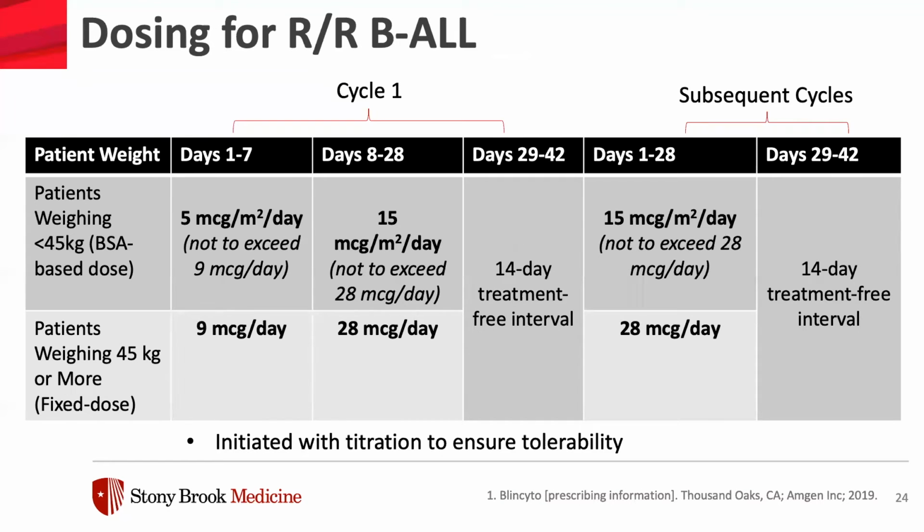And this is the dosing also for your reference for relapse or refractory B-ALL. Again, we have that weight-based dosing, and this is just different in that it's titrated up to ensure tolerability. There's a little bit more of a disease burden with relapse or refractory B-ALL, so we worry more about the inflammatory side effects that can come from this immunotherapy. So we usually, again, start the patient off with hospitalization while they receive that therapy and monitor them, and then slowly titrate them up to get them to the 28 micrograms per day dose if they weigh over 45 kilos or 15 micrograms per meter squared per day dose.